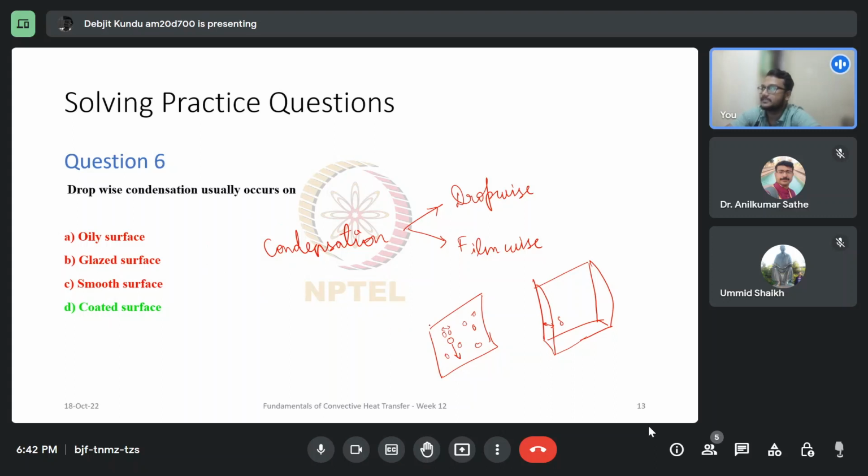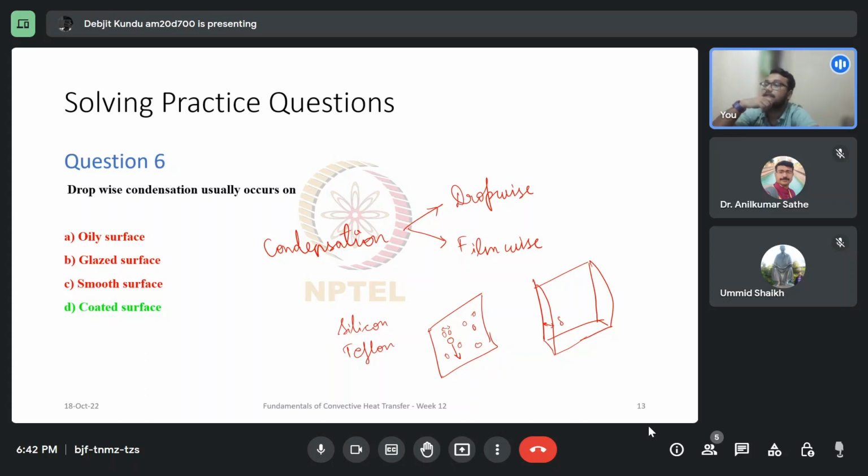Drop-wise condensation is usually seen in coated surfaces where there is some silicon, Teflon, or other kind of polymer coating given. So in coated surfaces, drop-wise condensation is more prevalently seen.